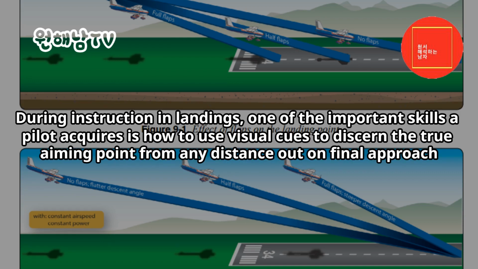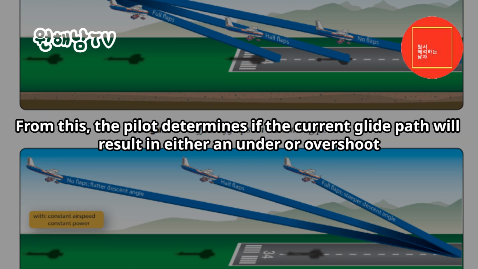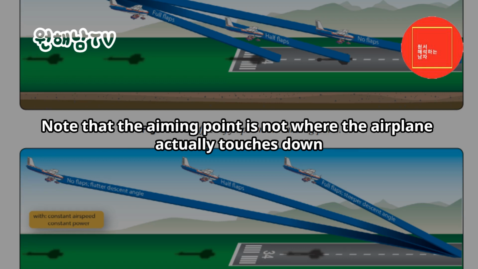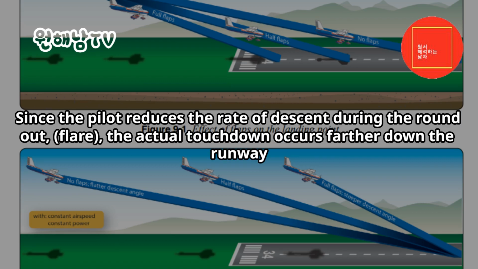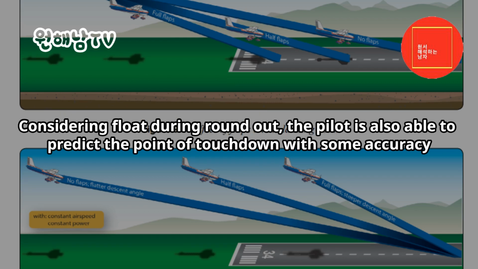During instruction in landings, one of the important skills a pilot acquires is how to use visual cues to discern the true aiming point from any distance out on final approach. From this, the pilot determines if the current glide path will result in either an under or overshoot. Note that the aiming point is not where the airplane actually touches down. Since the pilot reduces the rate of descent during the round out, or flare, the actual touchdown occurs farther down the runway. Considering float during round out, the pilot is also able to predict the point of touchdown with some accuracy.